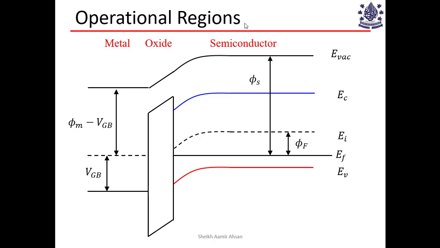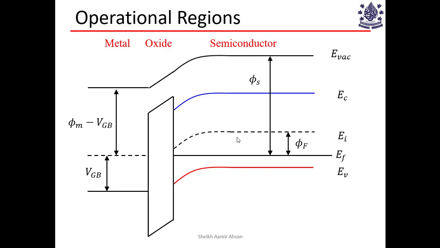Now note that if this whole structure was in equilibrium, then this whole Fermi level would have been flat. If it was in equilibrium, that is, you had not applied any potential difference between the gate and the body, the Fermi level would have been flat, which is the basic premise of equilibrium.